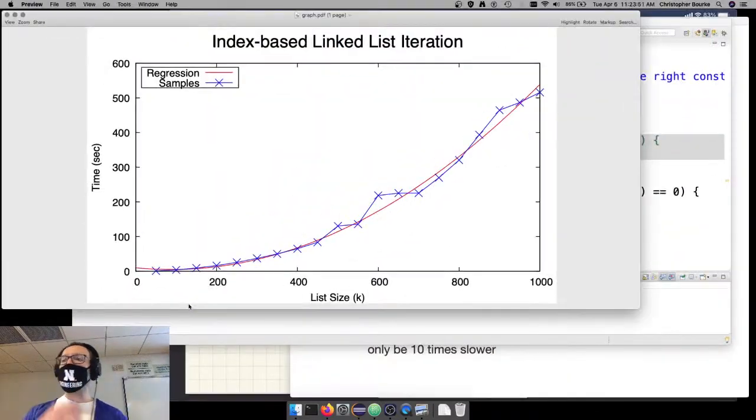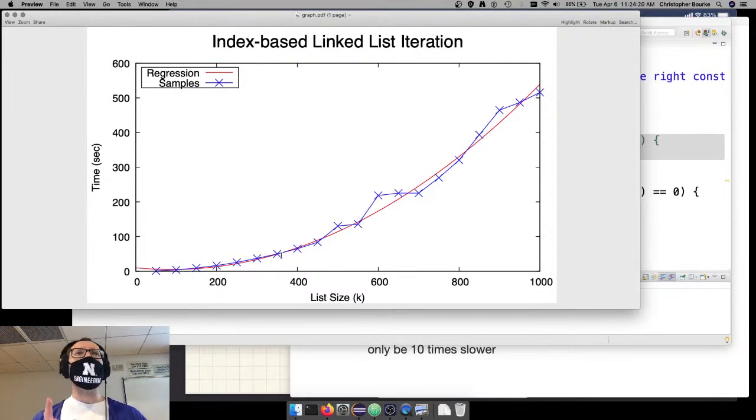But what I did is I ran this experiment multiple times. This is the list size. This is n down here. And this is in thousands. So this is 400,000, this is 600,000, all the way up to 1,000, 1,000, and we call them millions, right? So 1 million elements over here. And this is the time that I sampled it. And I ran this a couple of times and took an average or something like that. And you can see the samples here in the blue.